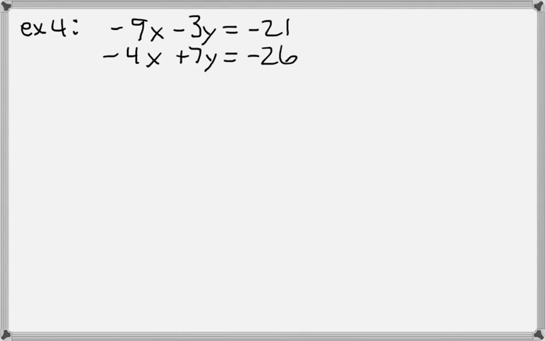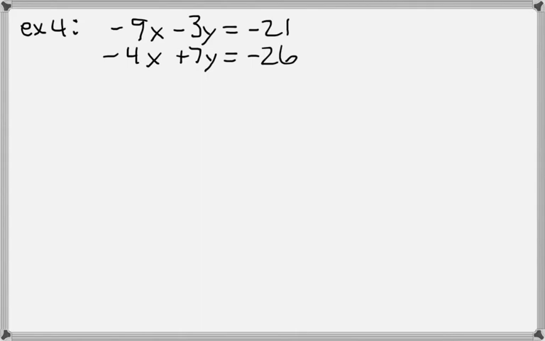In this particular problem, it doesn't matter which one, because we're going to have to multiply both equations by something in order to get the same number with opposite signs. So I'm going to choose to eliminate the y. I can turn a negative 3 into a negative 21, and I can turn that 7 into a positive 21, which would give me the same number with opposite signs.